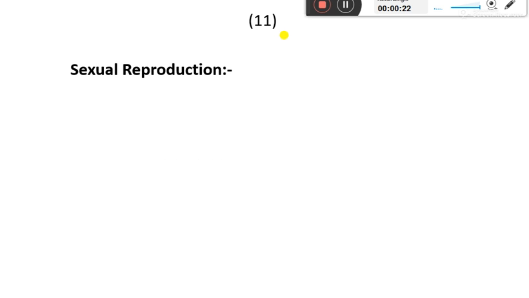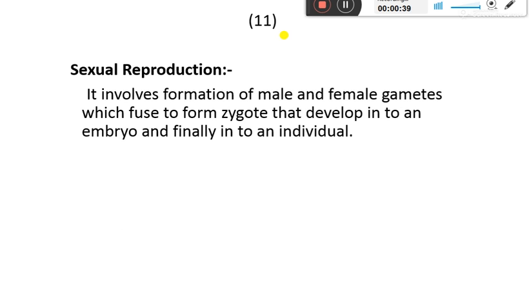Sexual reproduction is a process in which the male and female gametes are produced, and their fusion forms the zygote, and later the zygote develops into a new individual. So that is called sexual reproduction. We define it as the formation of male and female gametes which fuse to form the zygote that develops into the embryo, finally into an individual.